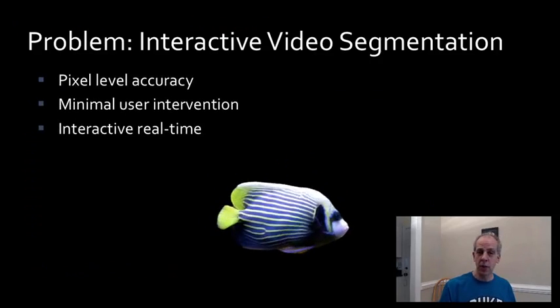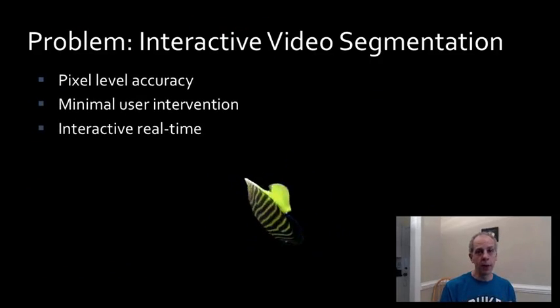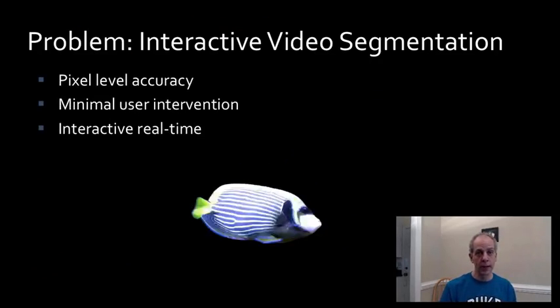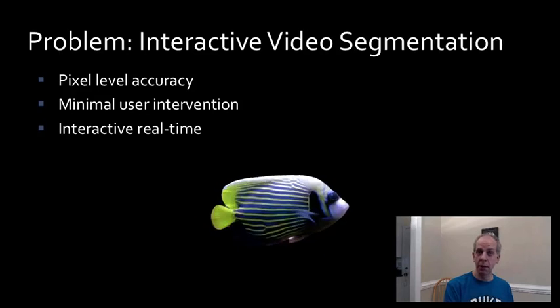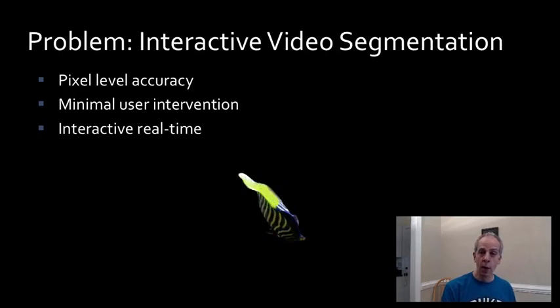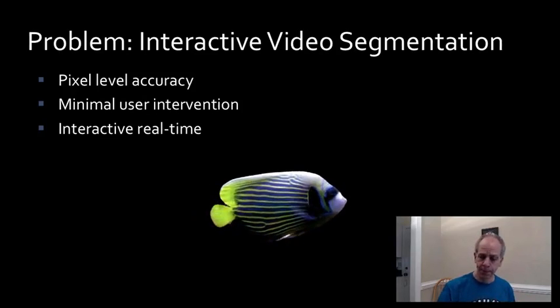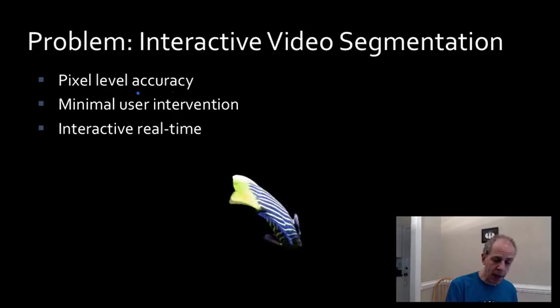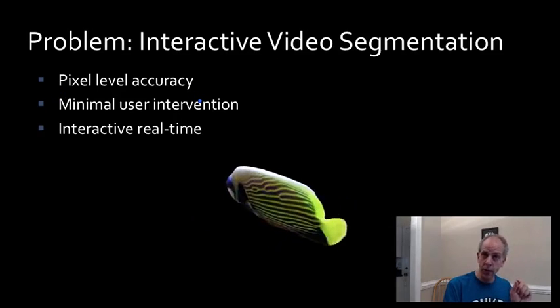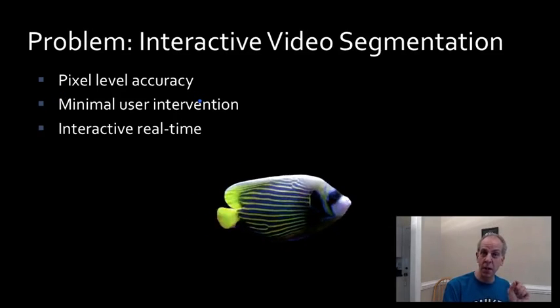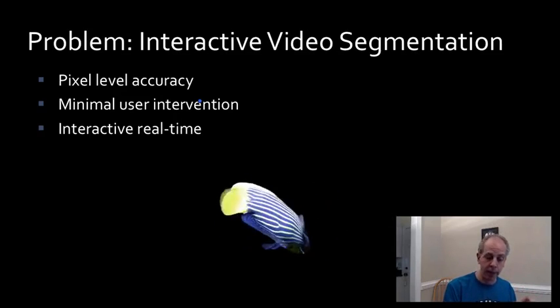When we are doing video segmentation, and in particular, if we're doing video segmentation for products that are going to be used, for example, in advertising or the movie industry, we need some very basic characteristics that need to hold. We need very high accuracy. We need to be able to do segmentation at the pixel or even sub-pixel level.